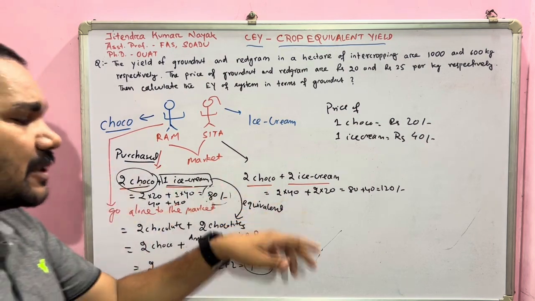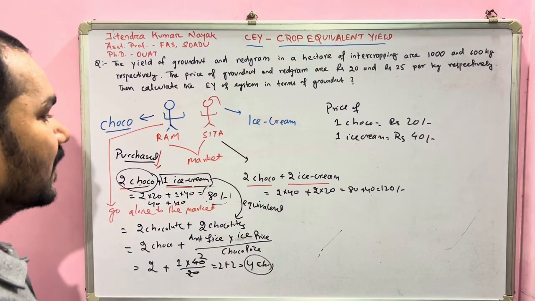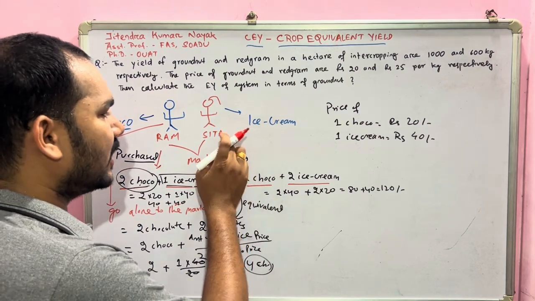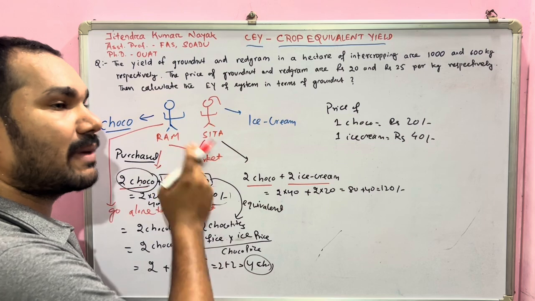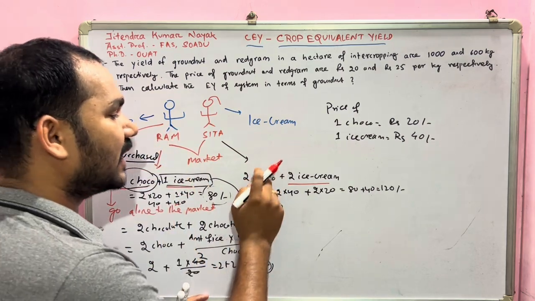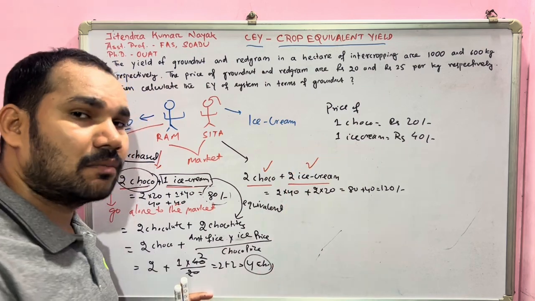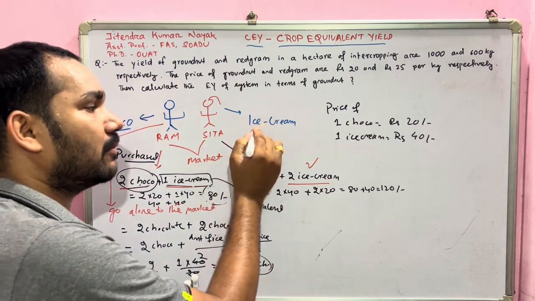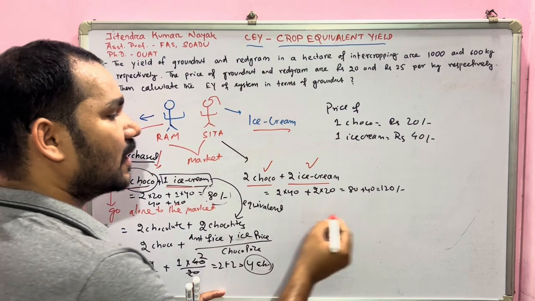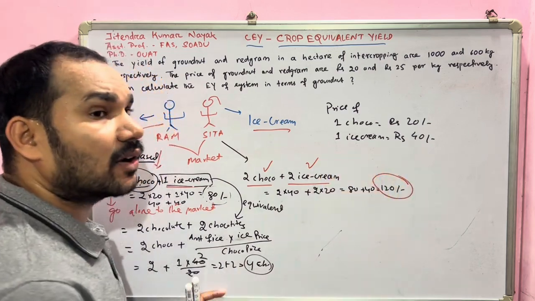Now with respect to Sita. Initially when Sita went to the market with Ram, she purchased 2 chocolates and 2 ice creams, but you know that Sita likes to have ice cream. So how many rupees had she already spent?